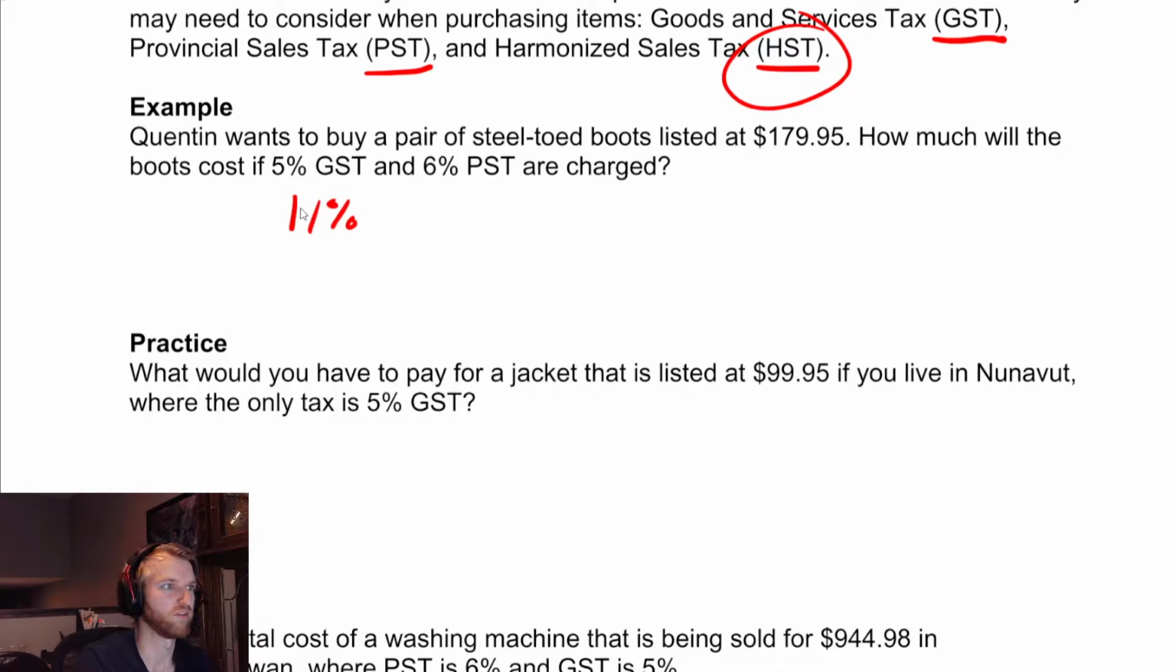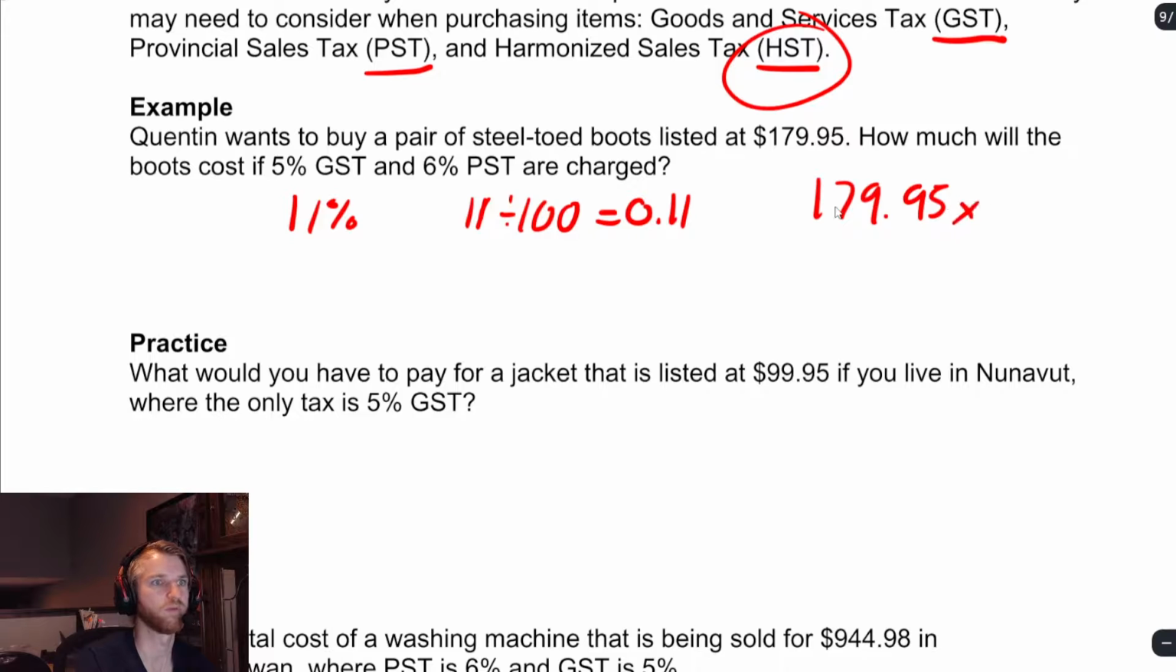So 11% as a decimal, right? We say 11 divided by 100 is equal to 0.11. And then we find out what is extra on there. So we'd say 179.95 times 11% as a decimal, 0.11. Okay, now again, I could estimate here. This is basically $180. And what would 10% of $180 be? It would be $18, right? If 100% is total at 180, then 10% is going to be $18.